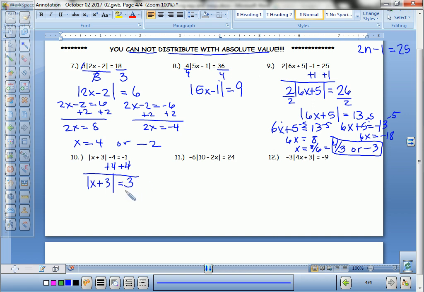Now this is a possibility. I've got an absolute value equal to a positive number. So we can split it to x plus 3 equals 3, or x plus 3 equals negative 3. So we subtract 3, and we get x equals 0, or we subtract 3, and we get negative 6.